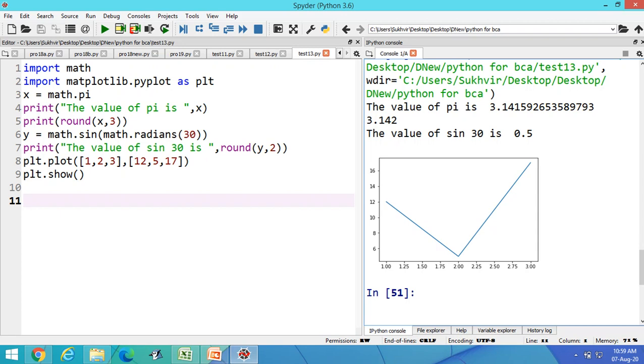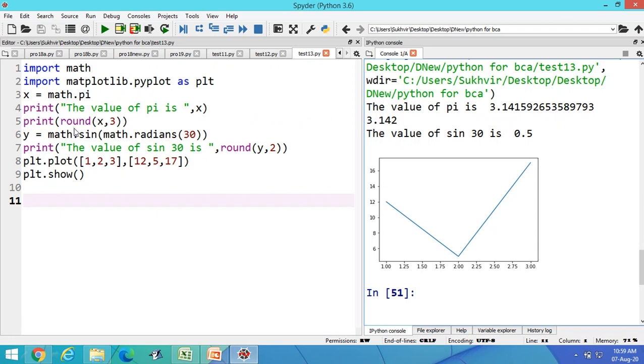Second one is import matplotlib.pyplot as plt. Matplotlib is similar to your MATLAB for designing purposes only. You can design the graphical content using matplotlib. Next one, I am writing x is equal to math.pi. It means I am storing the value of pi in one variable, that is x. Then I print the value of pi is x. It means the value of pi is 3.14 and so on.